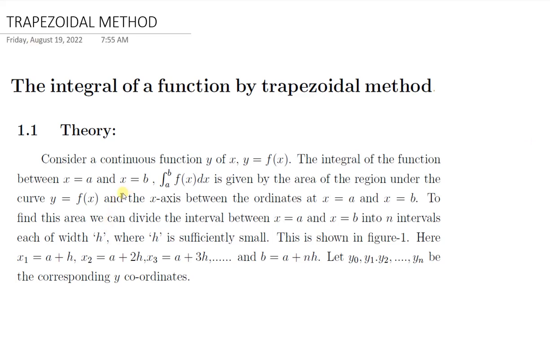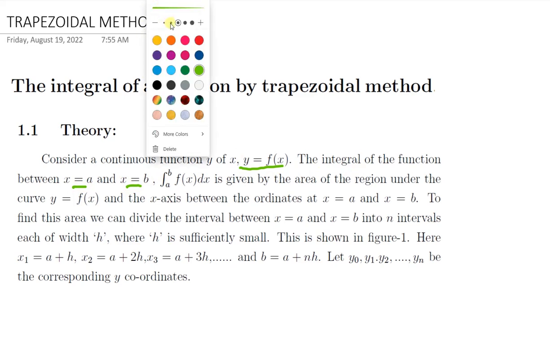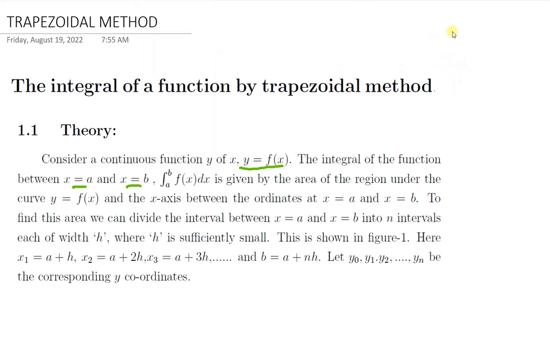So hello, good morning. Today we are going to discuss the trapezoidal method to find the integral of a function. Now consider we have a function y is equal to f of x. We want to find the integral of this function between x is equal to a and x is equal to b. That is, we just want to find the integral from a to b of f of x dx. So this is what we want to find.